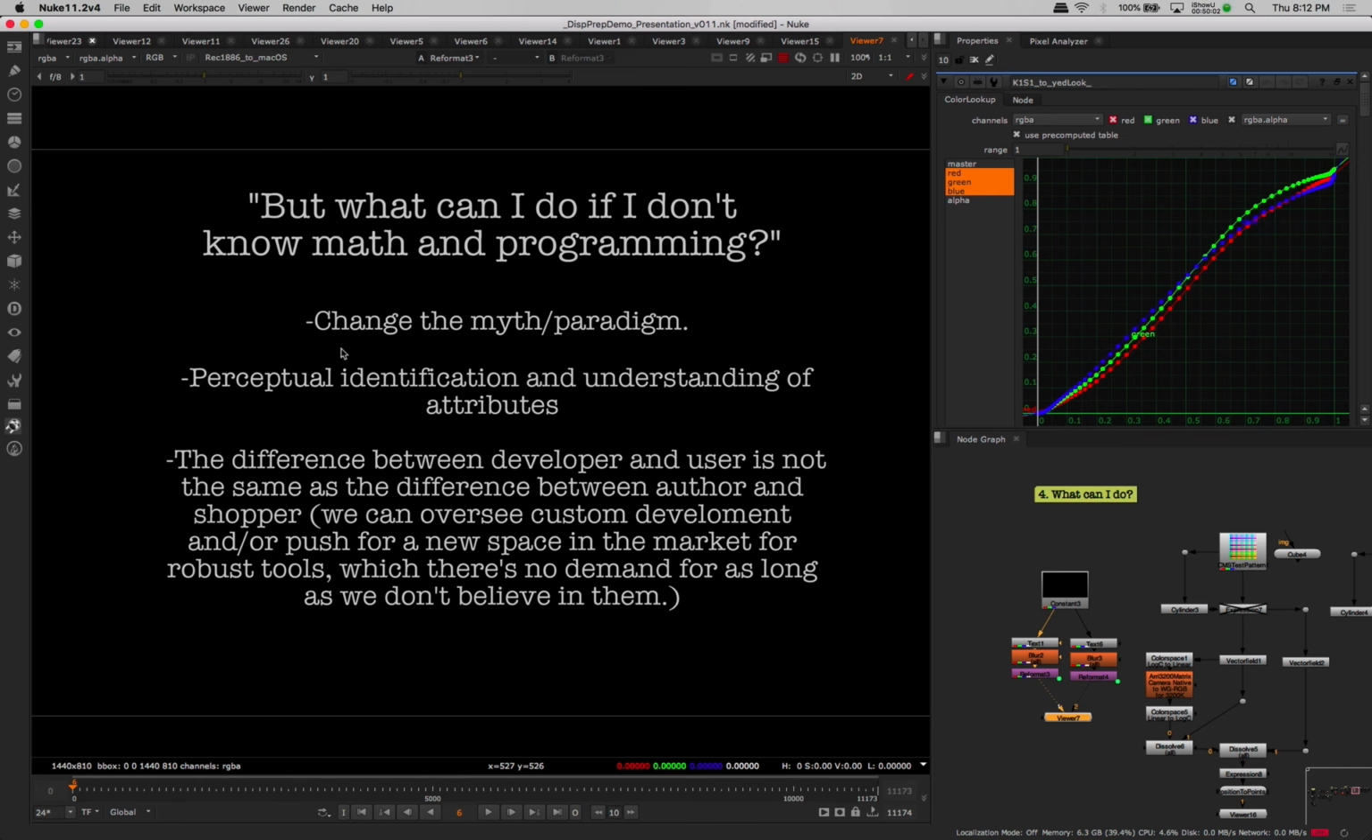So if we actually push back on this and change the storyline, we can change how vendors and collaborators and everybody we work with thinks about this stuff, and it can change the whole ecosystem. You don't have to do everything by yourself.